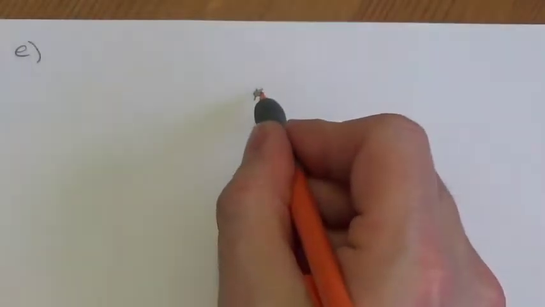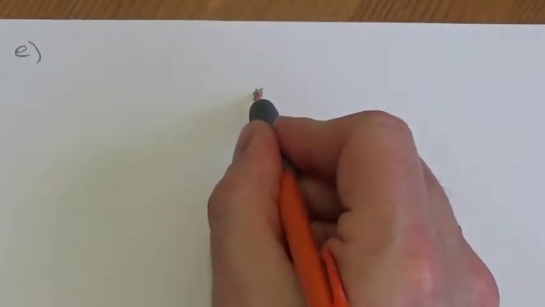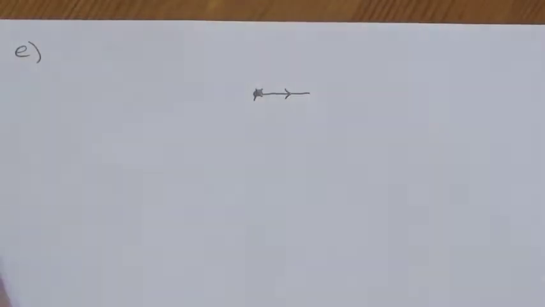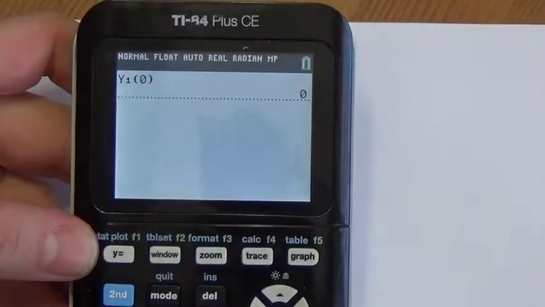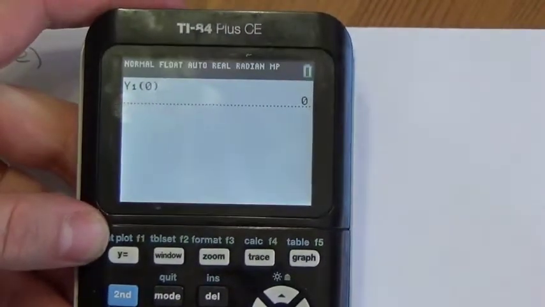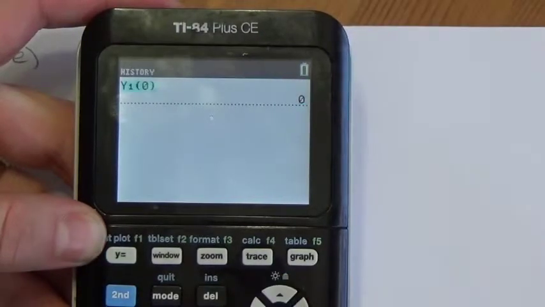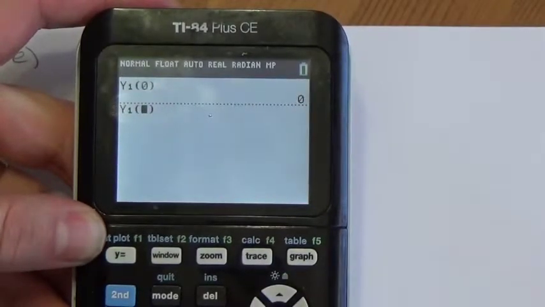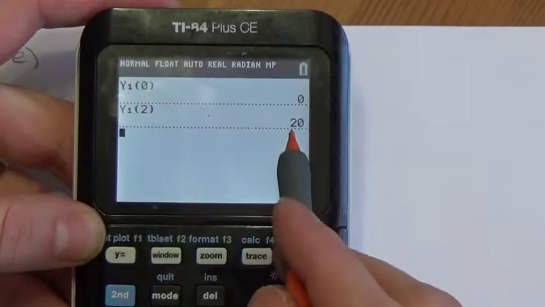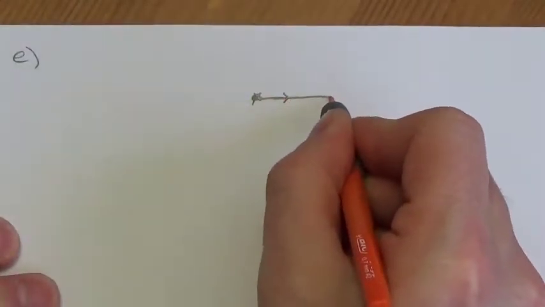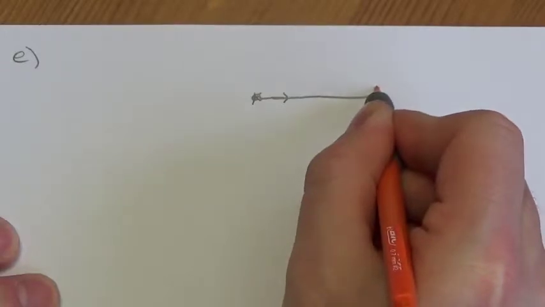Now, my first bit of motion is to move positively. I know that from 0 to 2 seconds, it moves positively. Now, how far does it go? Well, I don't know. Let's figure out what the displacement is at 2 seconds. I'm going to go up to here, put a 2 in there. So my displacement is 20. So for my first 2 seconds, it's moving to the right, and then it's going to change directions. It's going to come back around.